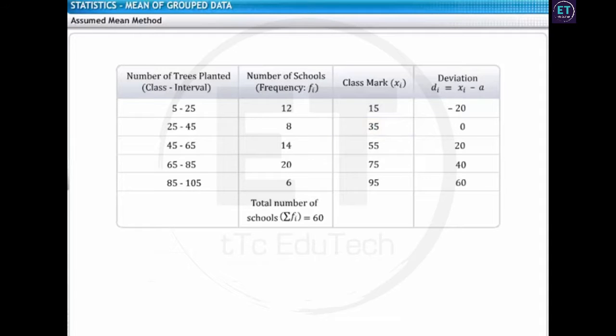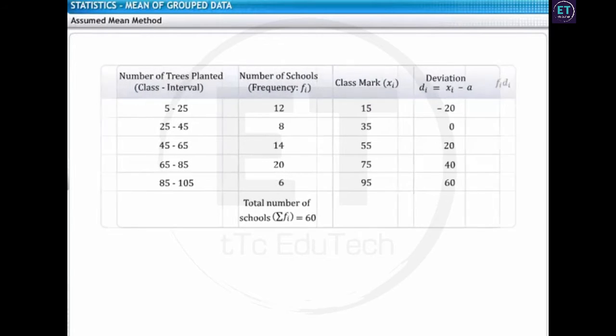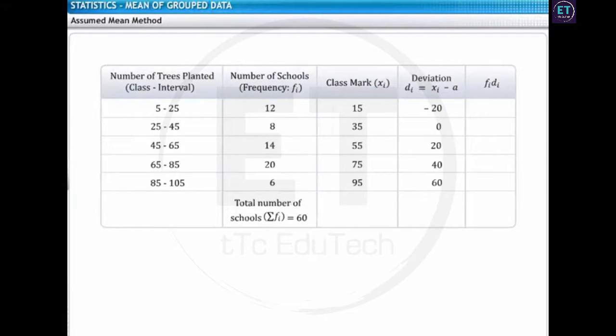Now, let us find the product of the frequency and the deviation for each class interval. This is denoted by fi di. For the first class interval, this product is 12 multiplied by minus 20, which is equal to minus 240. Similarly, for the second class interval, this product is 0. The products for the remaining class intervals are calculated and shown in the table.